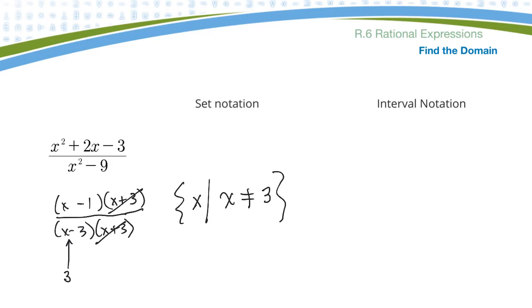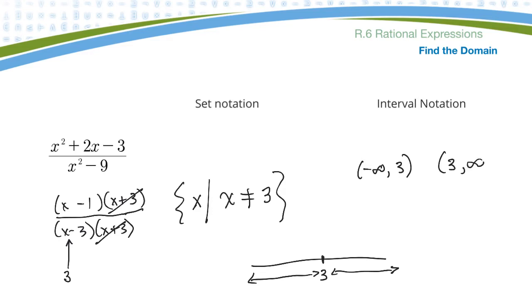Okay, and then for interval notation, it can't be positive 3. That's right there. So it can be anything up to that and anything beyond that. So in interval notation, I would say you can go from negative infinity all the way up to 3, and you can go from 3 all the way up to positive infinity. That's a union of those two.